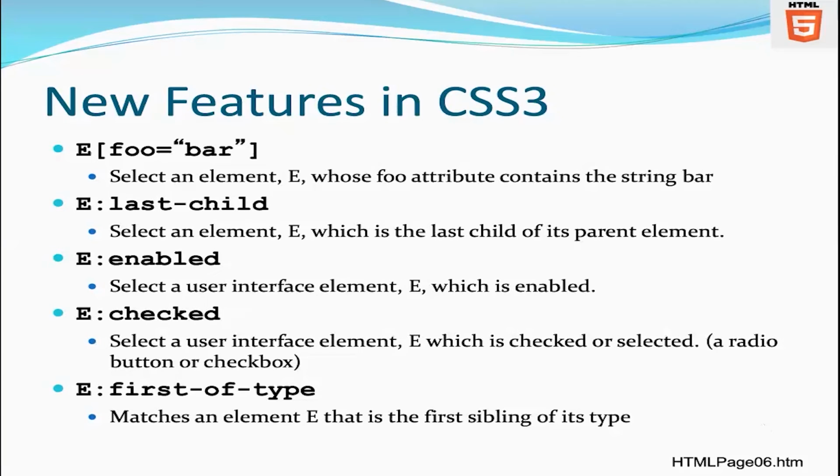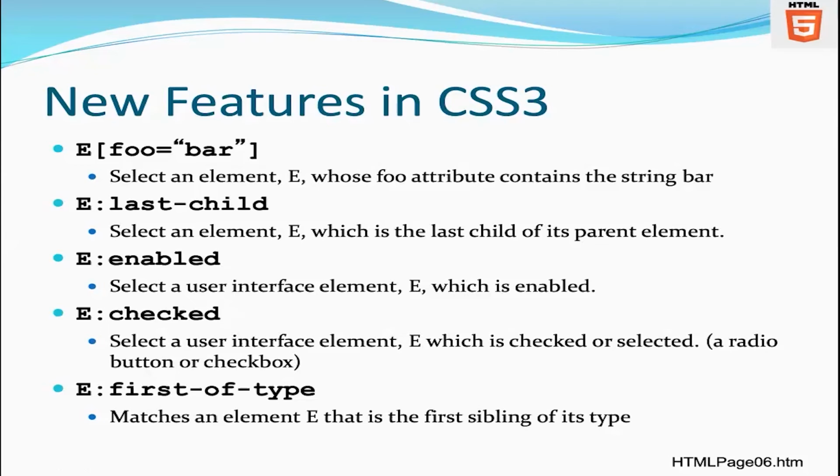Notice last child. It is saying if an element happens to be the last child with respect to its parent, then there is some styling that I would like it to be associated with. Here I haven't mentioned which is the parent element, so it could be any parent. If an element E is enabled, so quite logically we're talking about a form field here. A form field can be enabled or disabled. So if an element happens to be enabled, what is the style that I would like it to be associated with?